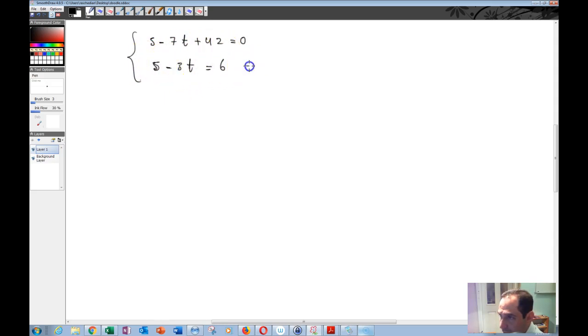So for example, you can take 2 over here and find s in terms of t. So you would write s is equal to 3t plus 6. So that would be s in terms of t. And then you can take 1 and substitute s in 1, basically 3t plus 6. So instead of s, I can write 3t plus 6 minus 7t plus 42 is equal to 0.